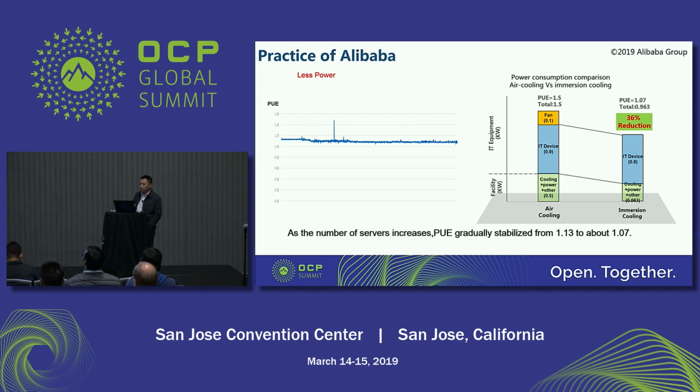For example, in the high-temperature environment of South China, air cooling PUE is 1.5. Immersion cooling can reach 1.07. Considering that there are no fans in the servers, in total we calculated that about 36% of power can be saved. Immersion cooling technology is not restricted by geographic and environmental limits. It achieves a low PUE in any climate zone.